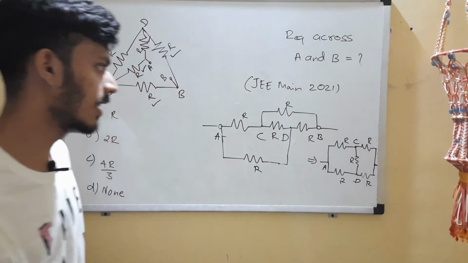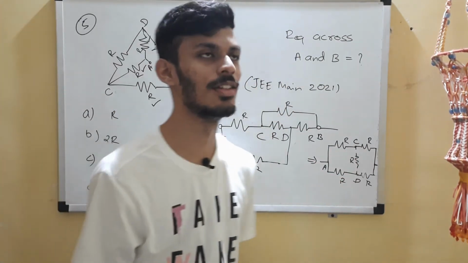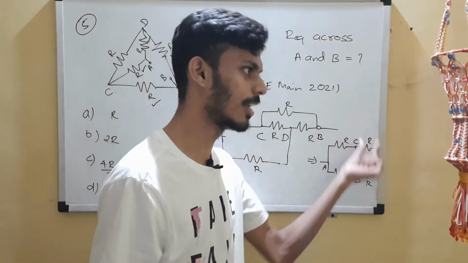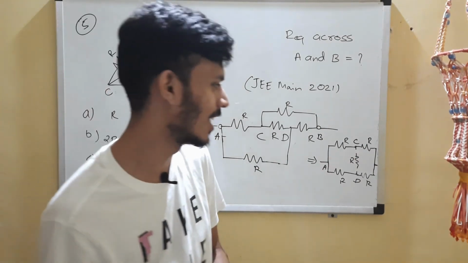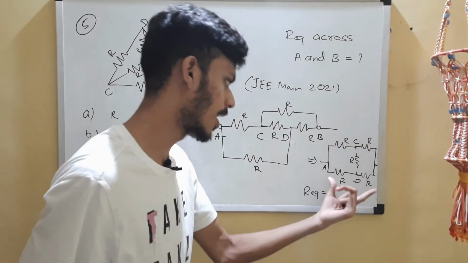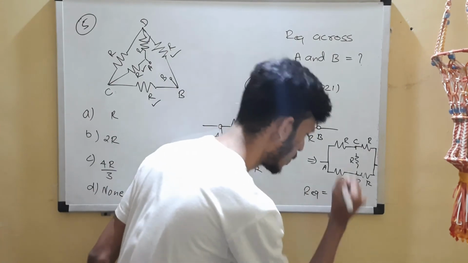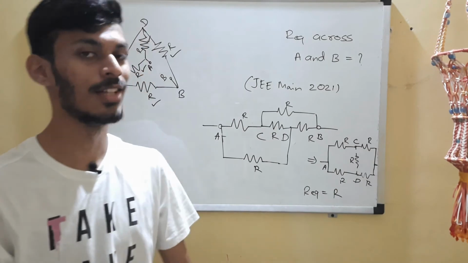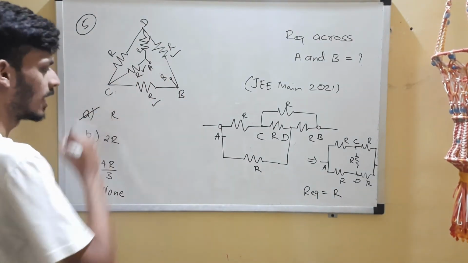You can see that this resistor is good for nothing. It's a Wheatstone network and no current will flow through that resistor because R1 upon R2 is equal to R3 upon R4. It's a balanced Wheatstone network, so this resistor can be ignored. The equivalent in this case will simply be R plus R, 2R, and R plus R, 2R. 2R and 2R in parallel will give you R. So the equivalent over here, the answer, is option A, R.